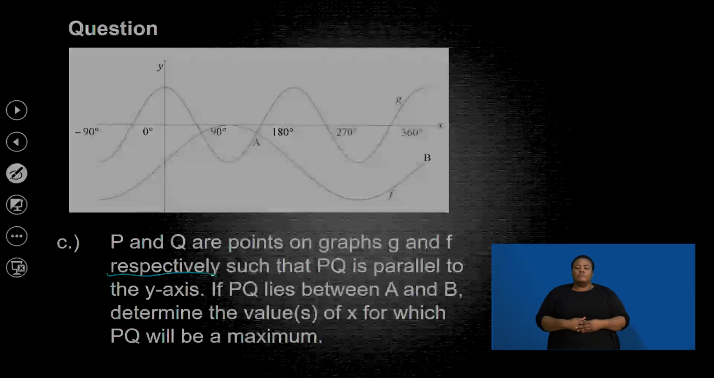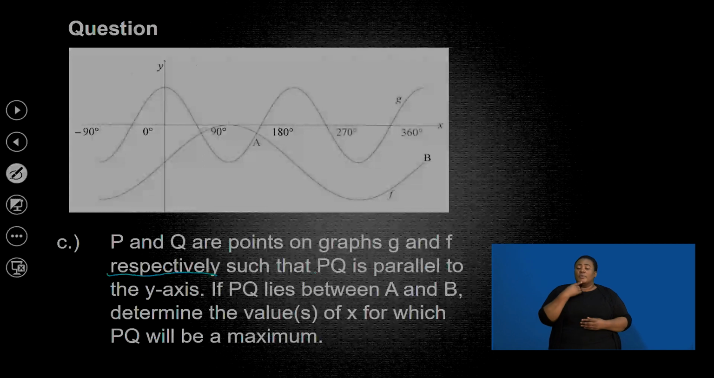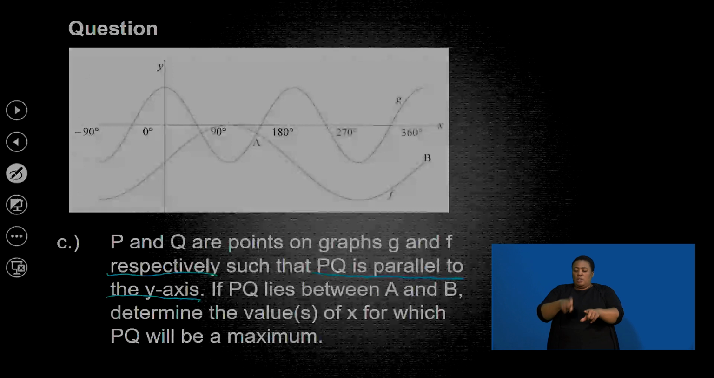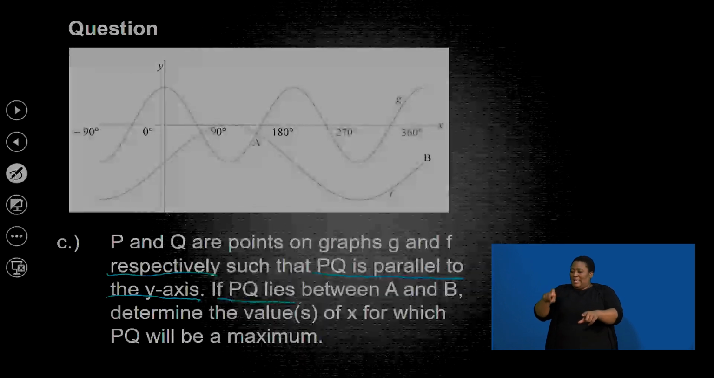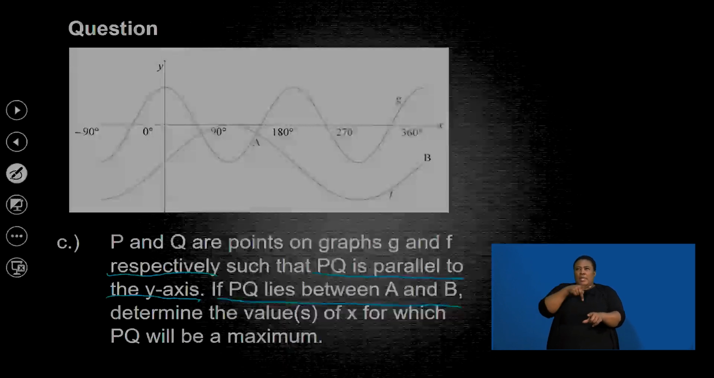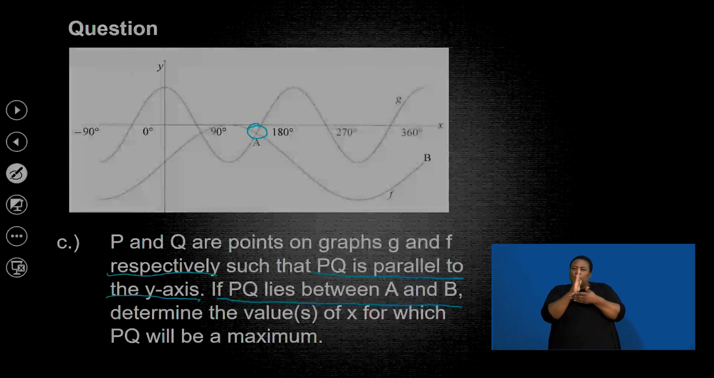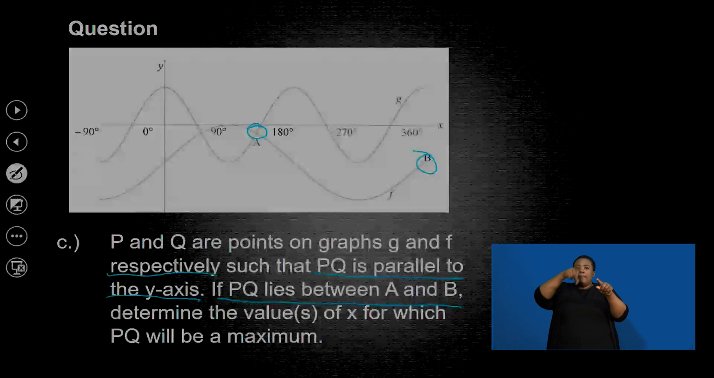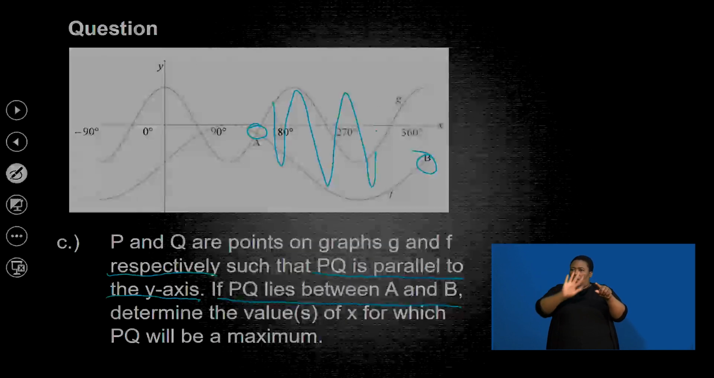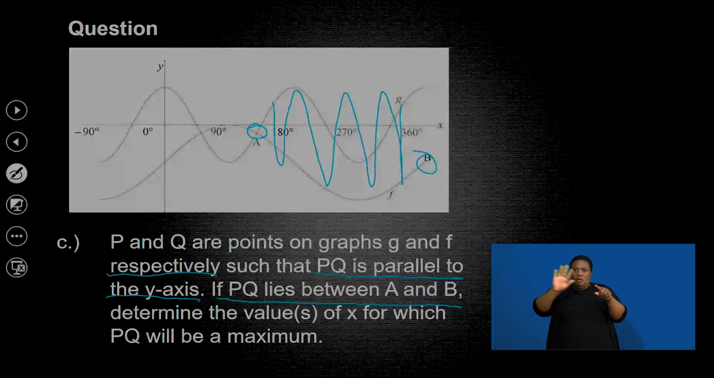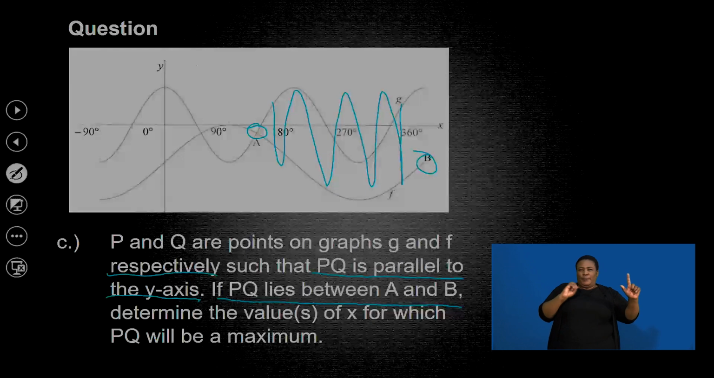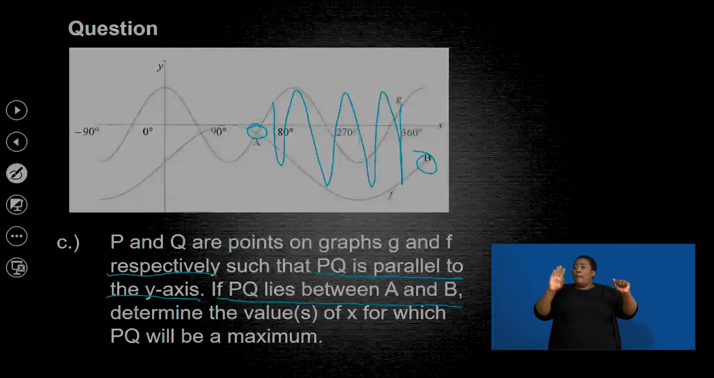Let's read the last part of the question. Such that PQ is parallel to the y-axis. Then they say PQ lies between A and B. Now this is my A, that is my B. Meaning my P and Q will be between here. It will be somewhere here. So I'm just scribbling around to show you exactly where it will lie. Nothing on the left-hand side of A and nothing on the right-hand side of B.